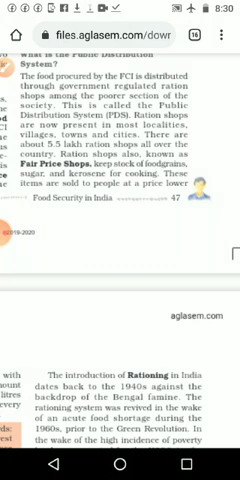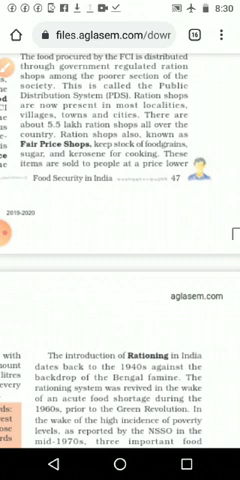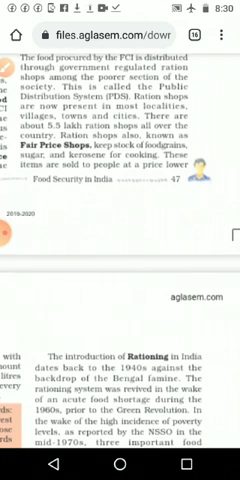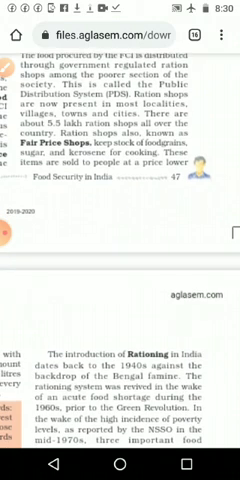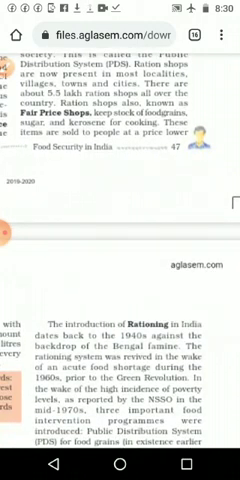Ration shops are also now present in most localities, villages, towns and cities. There are about 5.5 lakh ration shops all over our country. How many ration shops? 5.5 lakh. Ration shops are also known as fair price shops. In some areas they are known as fair price shops, because they take only a small amount.